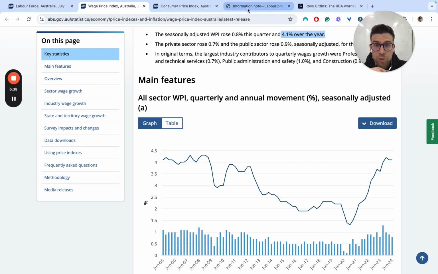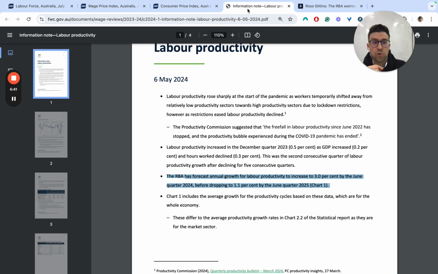Now, on the flip side, we should consider the extent to which this wage growth could cause inflationary pressures. And the way we consider that is we look at labor productivity, because if wage growth is greater than labor productivity, you get cost push inflationary pressure, because the cost of producing the goods to a firm is increasing and they pass that cost on to the consumers in the broader economy.